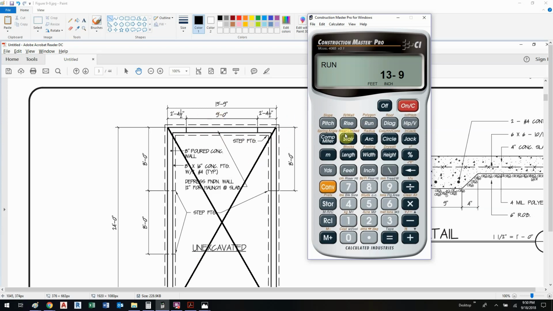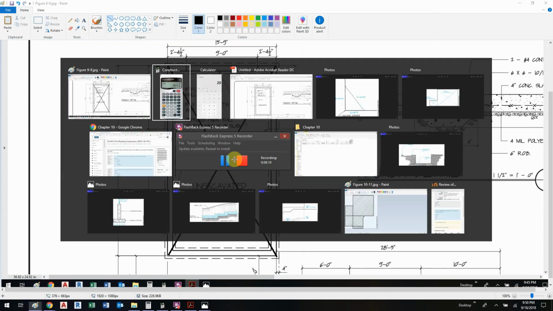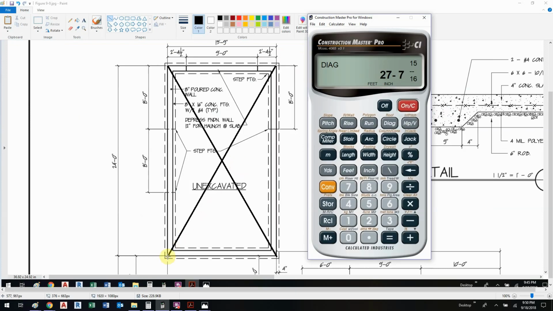So what do you think this is going to be? Well, let's find out right there. This button right here, diagonal. We're going to hit diagonal, and we're going to know that it is 27 feet 7 and 15/16 from this corner to that corner, and the same thing from this corner to that corner. And that way we know that this is perfectly square.